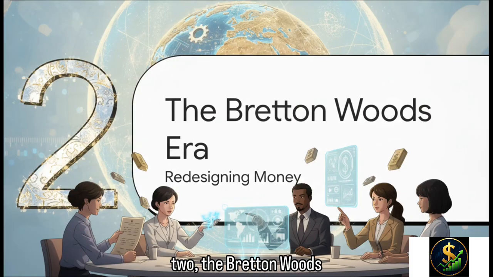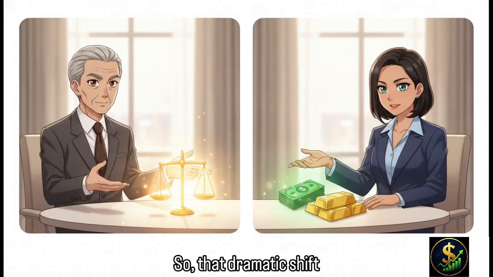Moving on to Section 2, the Bretton Woods era, redesigning money. So, that dramatic shift sets the stage for what is arguably one of the most consequential meetings in human history. It's July 1944. Delegates from 44 countries meet at the Mount Washington Hotel in Bretton Woods, New Hampshire, basically to rebuild the global financial system from scratch.